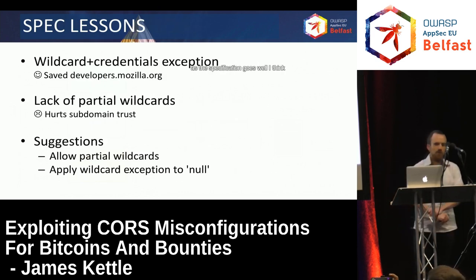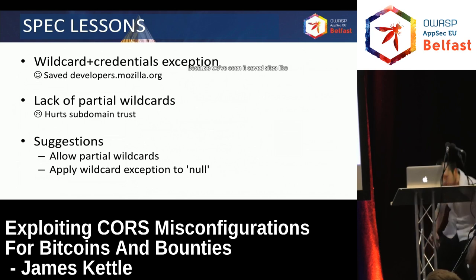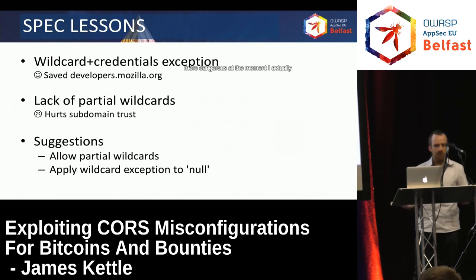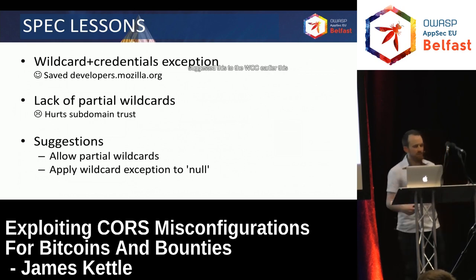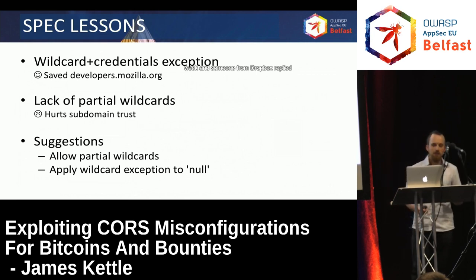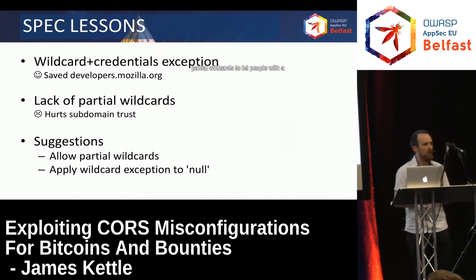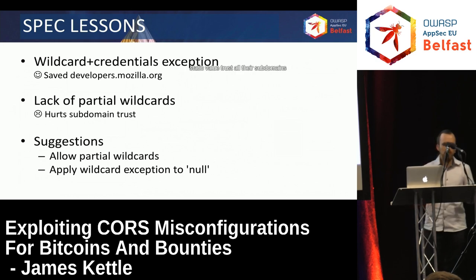As far as the specification goes, I think the wildcard exception with credentials has been a good thing for security, because we've seen it save sites like developers.mozilla.org. But I think it should be applied to the null origin too, because that's just as dangerous, or more dangerous at the moment. I actually suggested this to the W3C earlier this week, and someone from Dropbox replied and said, actually, Dropbox relies on having credentialed access to the null origin. So that might be problematic. I just need to persuade them to implement it in a different way, and we might be able to push that forward. Also, I think the specification should allow for partial wildcards to let people with a static value trust all their subdomains and reduce the number of sites forced to do dynamic generation.